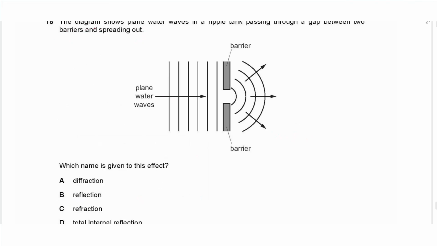Question 18 says, a diagram shows plain water waves in a ripple tank passing through a gap between two barriers and spreading out. Which name is given to this effect? It's called diffraction. So the answer is A.